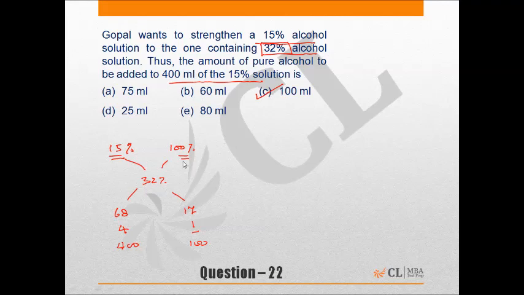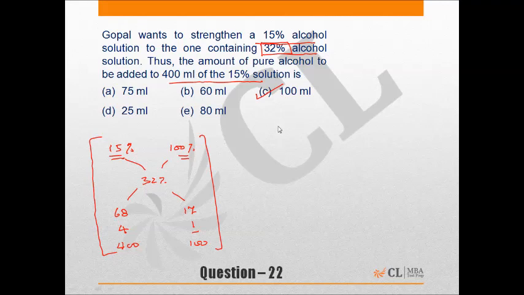Another simple method could have been to just check the choices. But I am partial towards alligation. Wherever I have alligation, I will not do anything else but go straight with alligation, because it's a very simple concept and you can apply it very fast, it does not take time, you get the answers very fast. Okay, so that completes this exercise 2 also.